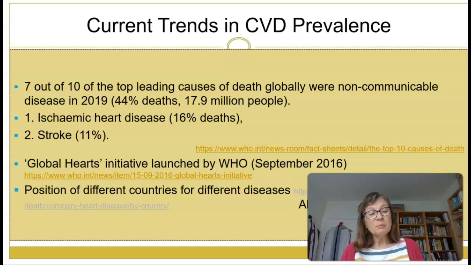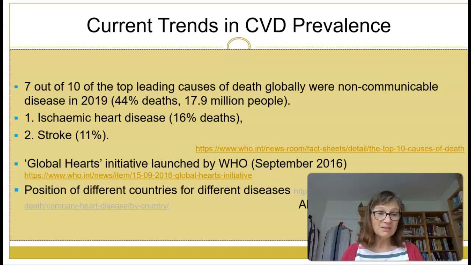So this proportion is rising. Ischemic heart disease and stroke are slightly lower down in low-income countries because respiratory problems and infections and illnesses in neonates, in babies up to the age of 1, tend to be higher. But they're still very much a factor.